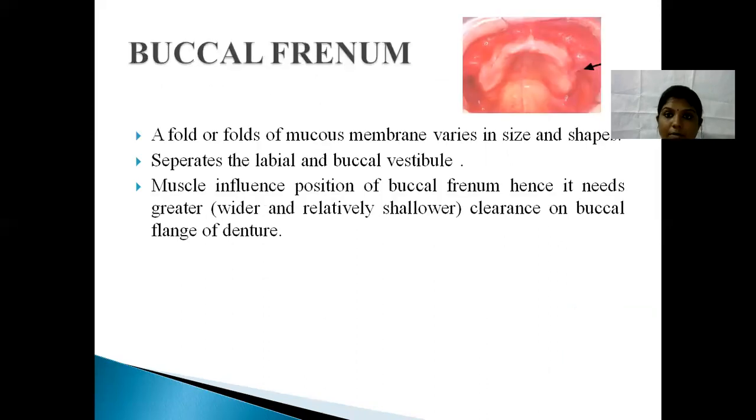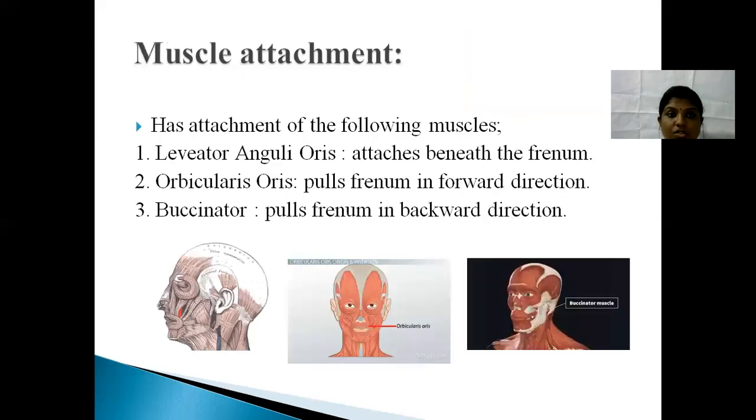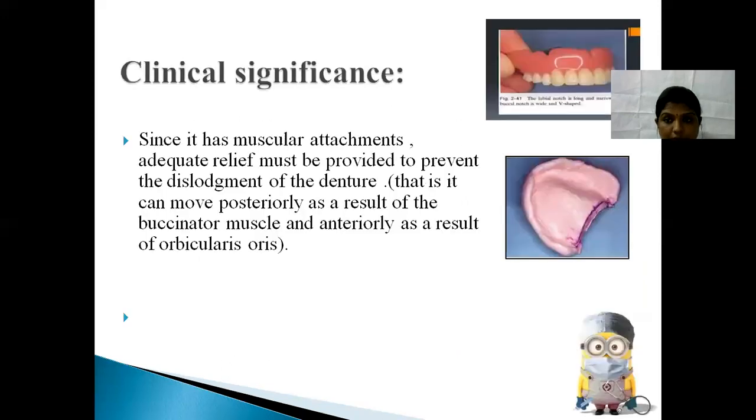Next anatomical landmark is the buccal frenum, which is a fold of mucous membrane, and it can vary in its shape as well as the size. The muscle influences the position of the buccal frenum, so it has to be wider and greater to accommodate the denture. The muscle attachments here are the levator anguli oris, which is attached beneath the frenum, orbicularis oris, which pulls the frenum in the forward direction, and buccinator, which pulls the frenum in the backward direction.